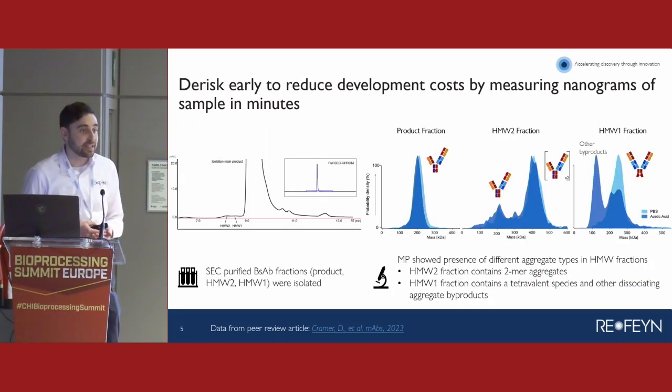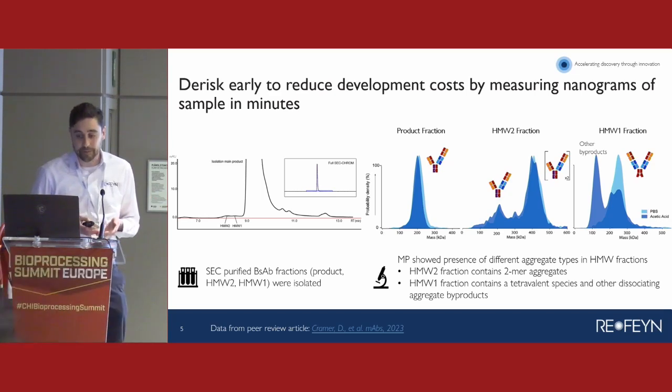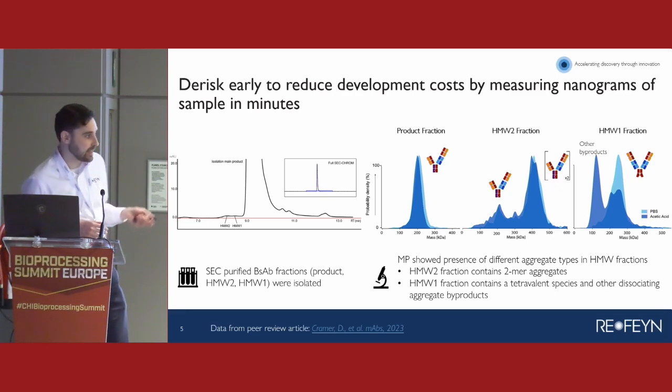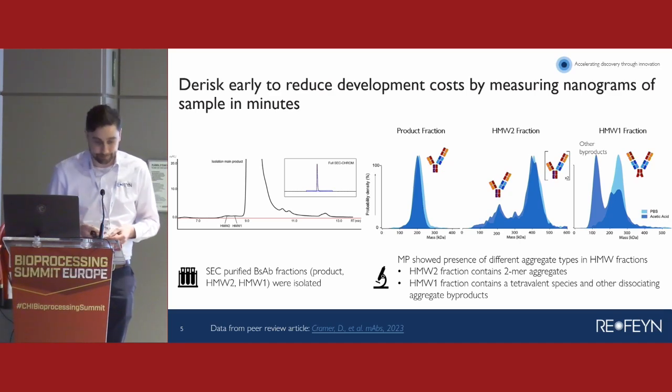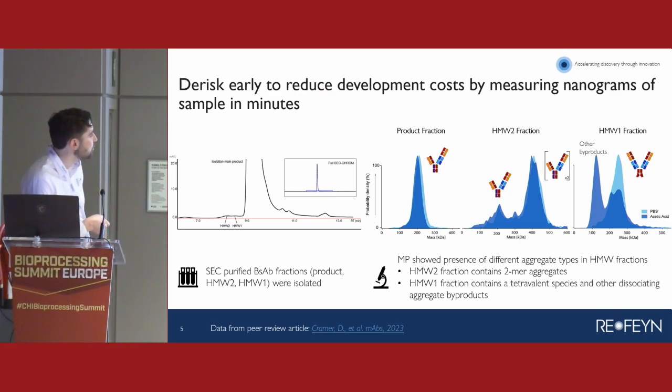So how can we use these very, very small sample volumes to de-risk early? So what we have here is an output from size exclusion chromatography, and this is the UV readout from that, and we can see we've got the main product population here and two high molecular weight species here. So what we did is we took those fractions, the people who wrote this article took those fractions and looked at them on the mass photometer. And we've got the main product here, which is a nicely monomeric species.